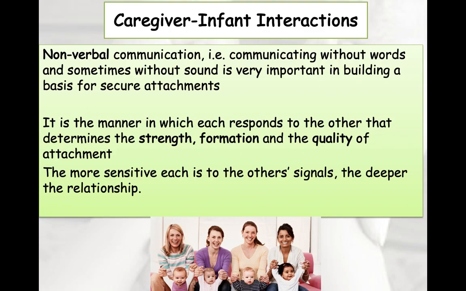And it's often observed that it's the manner in which the baby and the caregiver respond to each other that can help identify and determine the strength of the bond or attachment, how that's actually formed, the formation of that attachment, and also the quality of that attachment. They'll do this by carrying out lots of observations and looking at how babies and their parents interact with one another. So the more sensitive they are to each other's signals, it gives insight into how deep their relationship is. If they're not very responsive to one another or they don't really understand each other non-verbally, then it's usually a sign that maybe the attachment isn't quite as secure as it should be at that point.